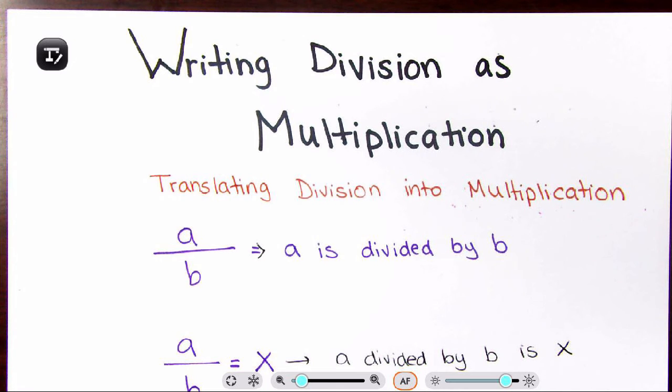So some of you struggle with dividing, and that's okay, but we're going to be talking about how to take that division and turn it into multiplication. That way you can just multiply it and be done.